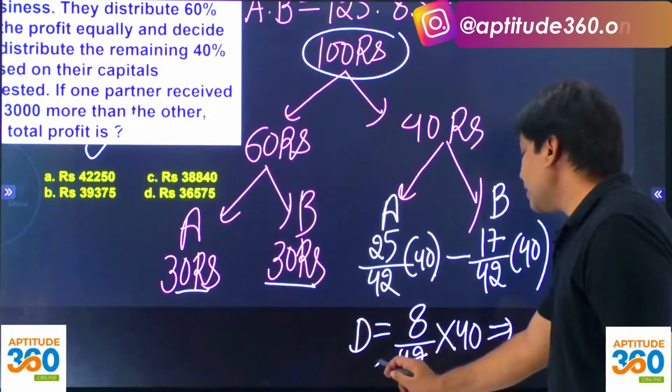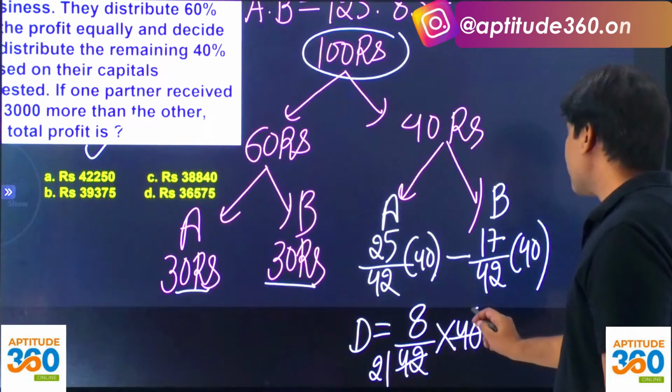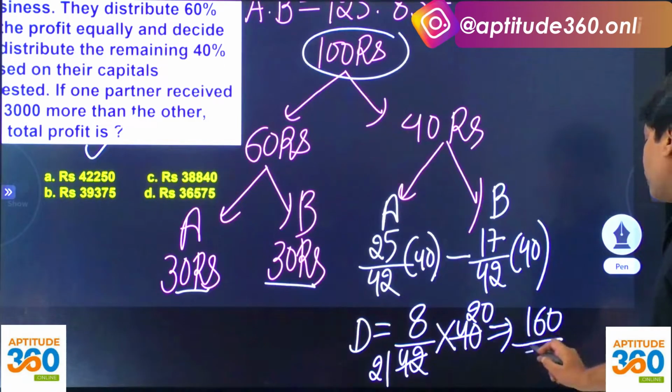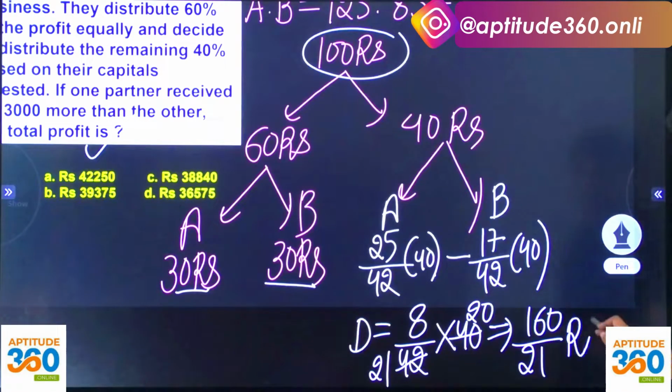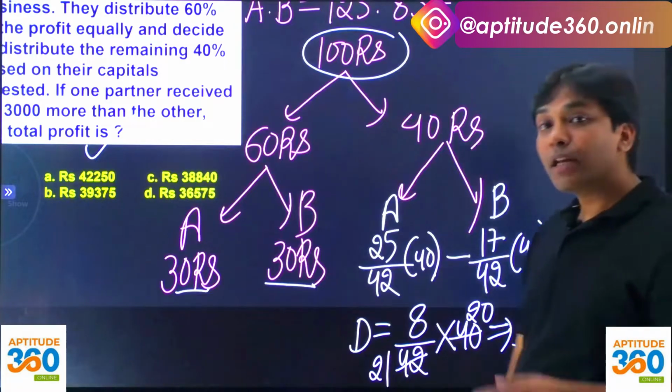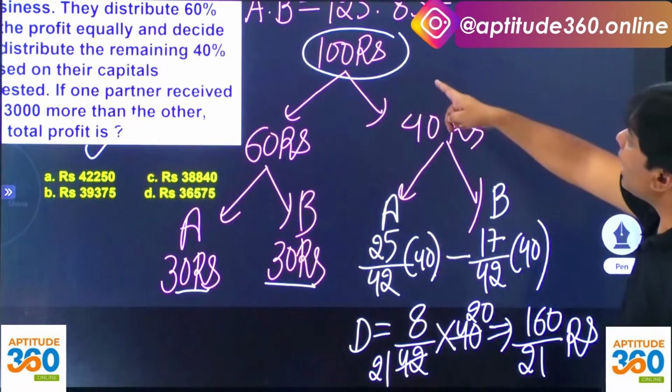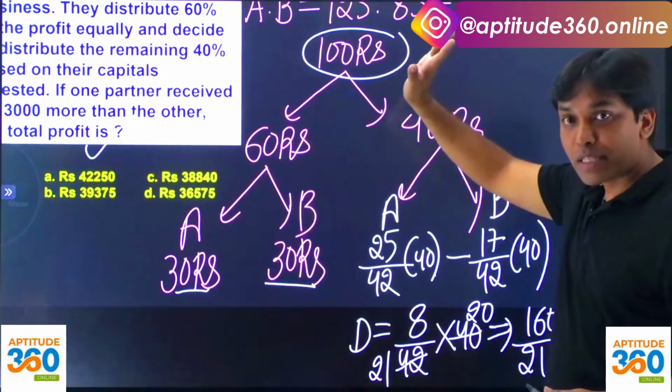This is 21. This is 20. So this is going to be 160 upon 21 rupees. ये तो आ गया डिफरेंस. अब मैं ना उस बचपन वाले मेथड की तरफ जाता हूं. अब हमने क्या अज्यूम किया कि हमारा जो प्रॉफिट है वो है 100 rupees, isn't it?